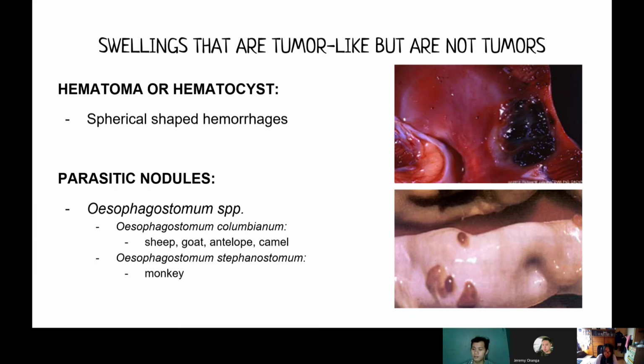Next, we have the hematoma or hematocyst. They are spherical-shaped hemorrhages. So saan ba nanggagaling yung hemorrhages? It is from a damaged blood vessel. Next, we have the parasitic nodules, which are caused by nodular worms. These nodular worms are Oesophagostomum species. They are usually found in the large intestine. Specifically, Oesophagostomum columbianum is found in the large intestine of sheep, goat, antelope, and camel, while Oesophagostomum stephanostomum is found in the large intestine of monkeys.